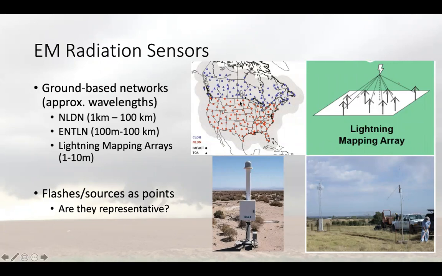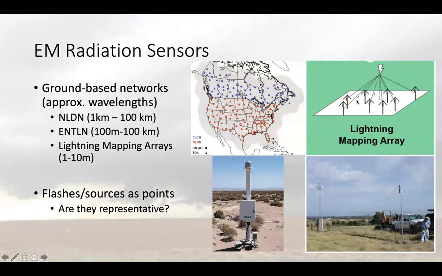Those can be seen within national networks covering large spatial domains. More localized but higher resolution sensors also exist, and those are lightning mapping arrays, which use very high frequencies and are spaced on the order of 10 kilometers or so apart from each other.